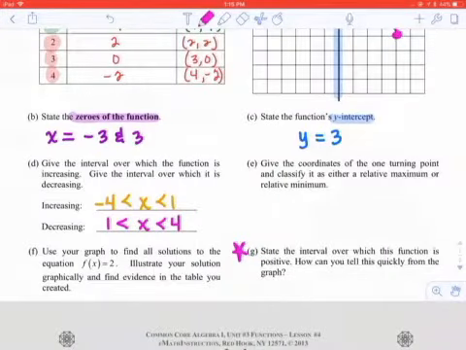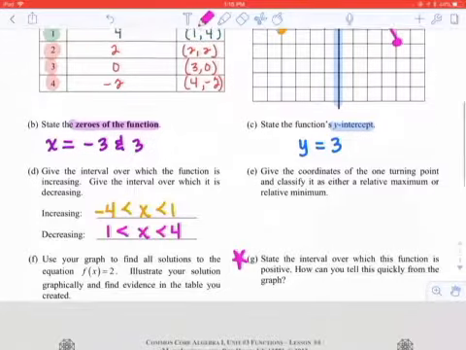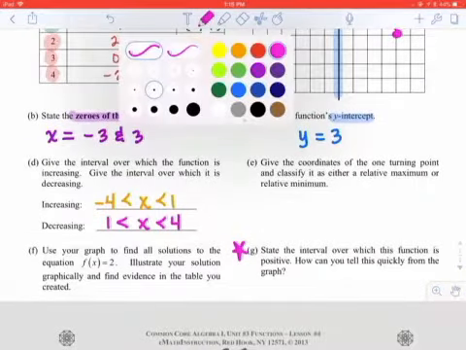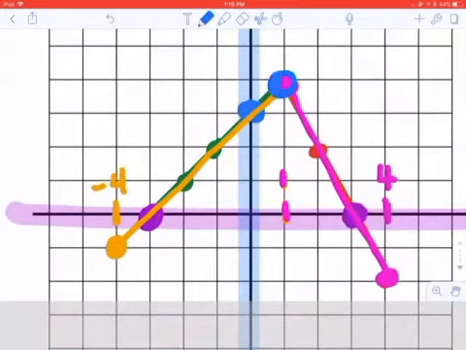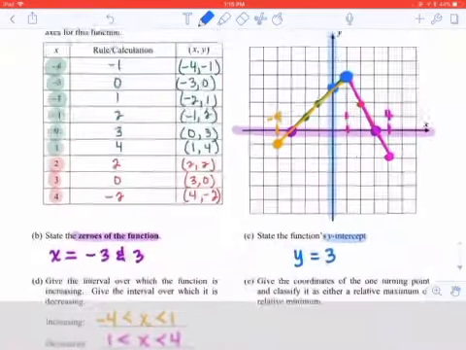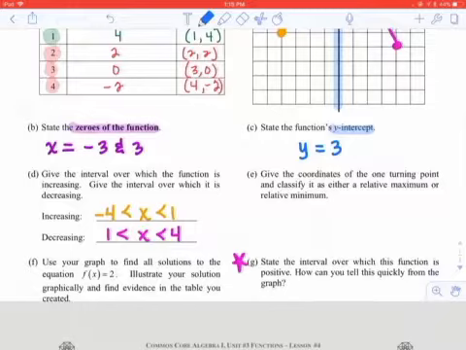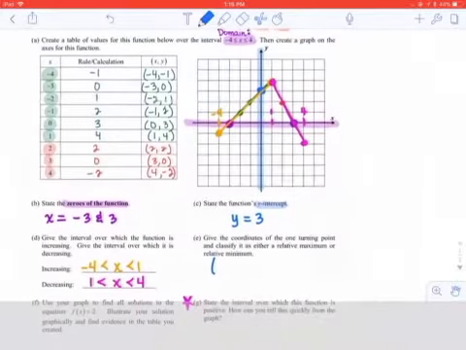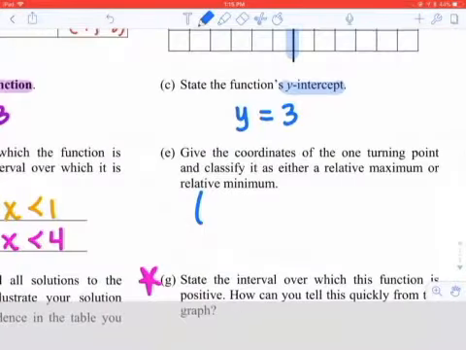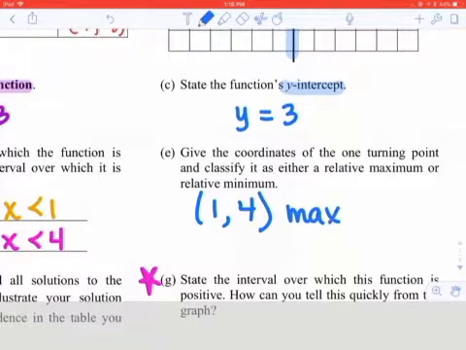E says give the coordinates of the one turning point and classify it as either a relative max or a relative min. Okay, well, the turning point we can see is right here. And it's the highest point in our graph, and so it is a maximum. So the coordinates here are 1, 4, and it is a maximum.